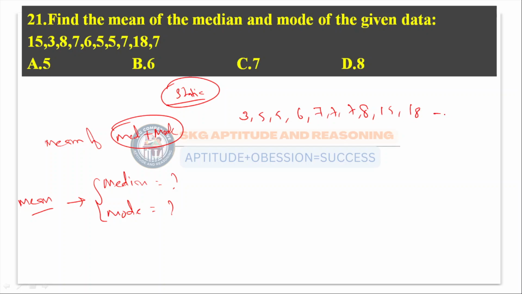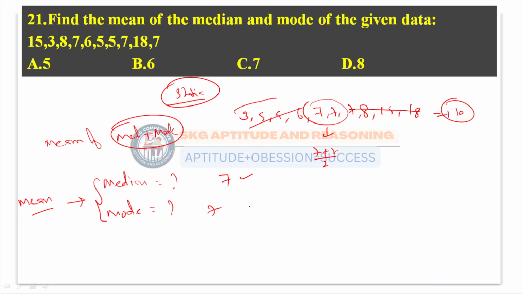How many numbers are present here? 10 numbers are present. So the median will be the middle number. Let us try to find the middle number here. Subtract 4 numbers from the front and subtract the last 4 numbers. So we are left with 2 numbers here. The median will be 7 plus 7 divided by 2, that will be equal to 7. So the median value will be 7 here. And mode, what will be the most repeated value among these numbers? The most repeated value among these is also 7 here.